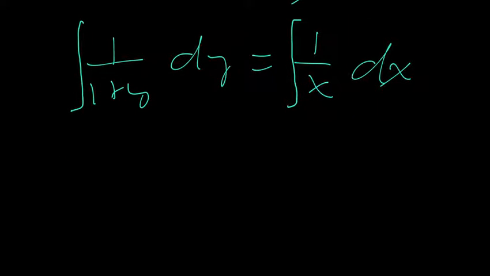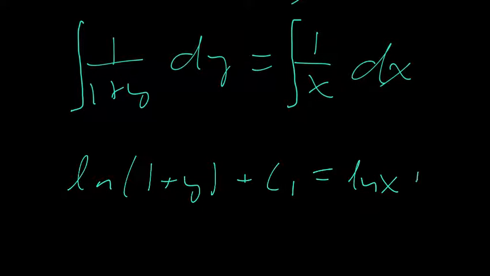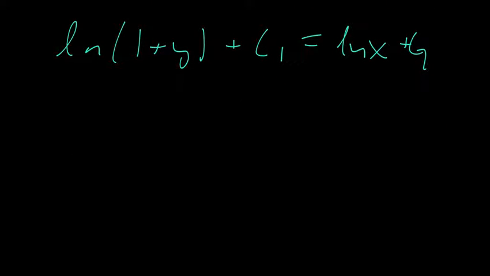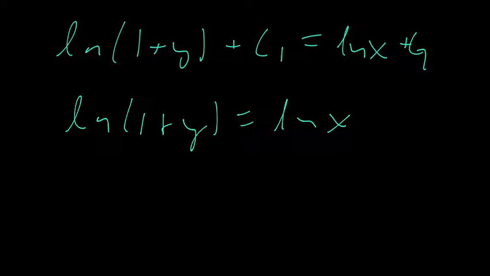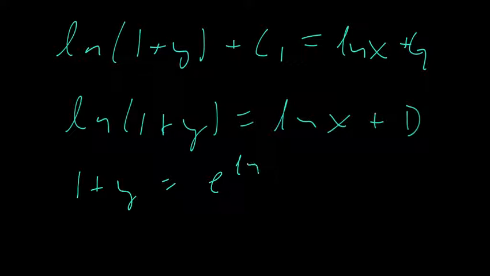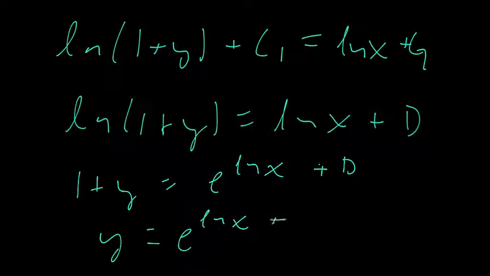And we'll get the natural log of 1 plus y plus c1 is equal to the natural log of x plus c2. And then simplifying this a little bit, we get the natural log of 1 plus y is equal to the natural log of x plus d. And then solving for y, you get 1 plus y equals e to the natural log of x plus d. And then y is equal to e to the natural log of x plus d minus 1.